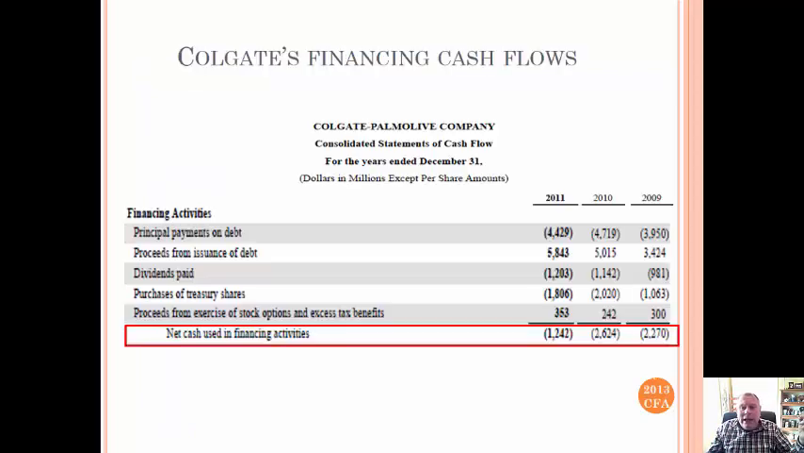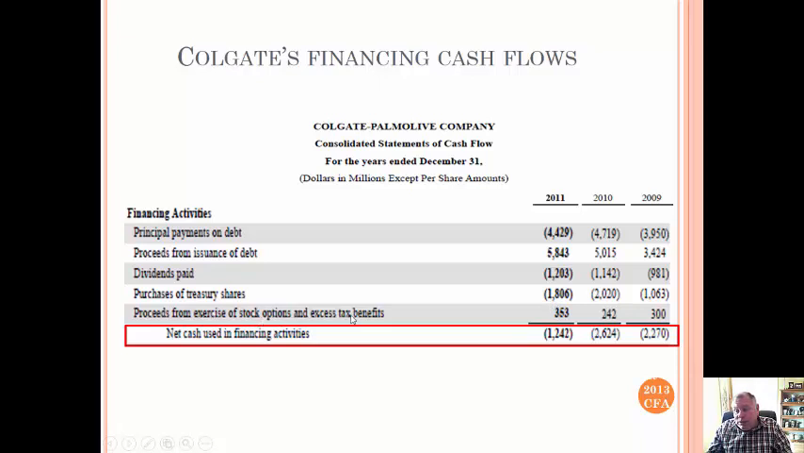Let's take a look again at Colgate. What we're seeing here again is principal payments on debt, proceeds from issuance of debt. So we can see that they paid debt back, they issued new debt. Net, they went up. Why did it go up? They funded the company, the new acquisition. Dividends, they paid dividends to shareholders. So that's a financing activity. Purchase of treasury shares, this is when they're doing stock buybacks. Okay. They bought back $1.8 billion.